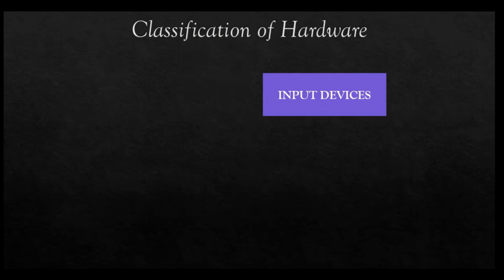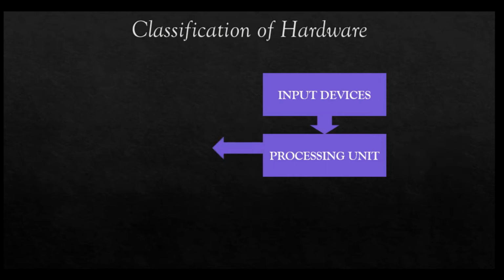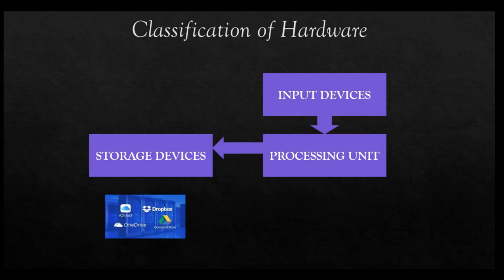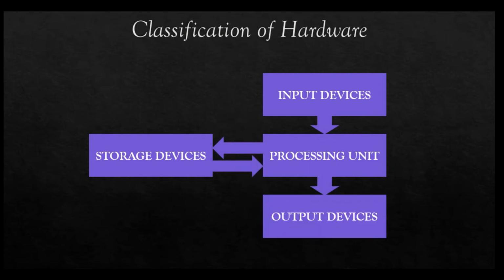The entered data are then processed through the processing unit. After processing, the information may be saved temporarily or permanently in storage devices like hard disk, optical disk, flash drives, and online or cloud storages, or may be displayed through output devices.